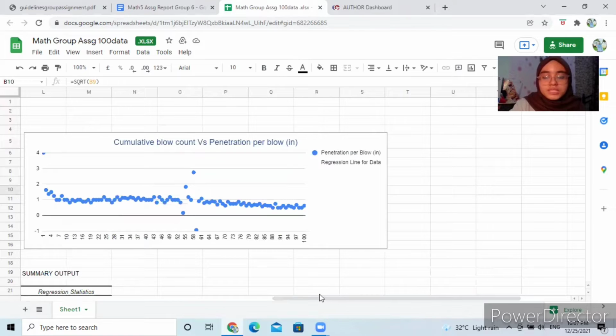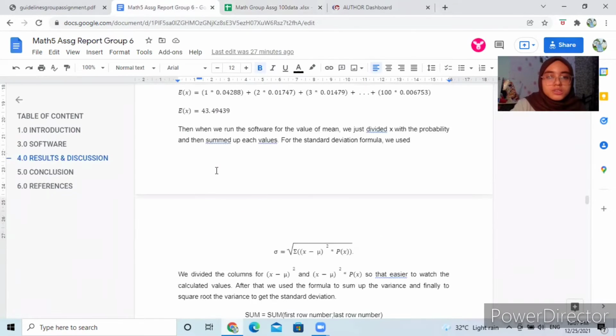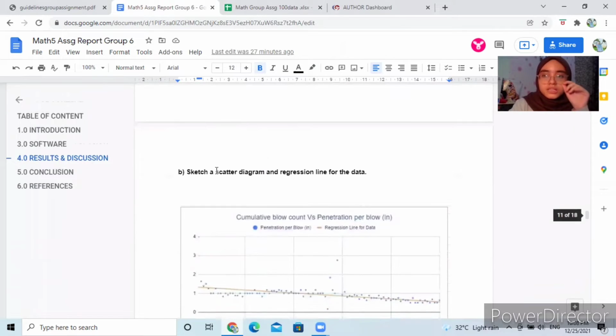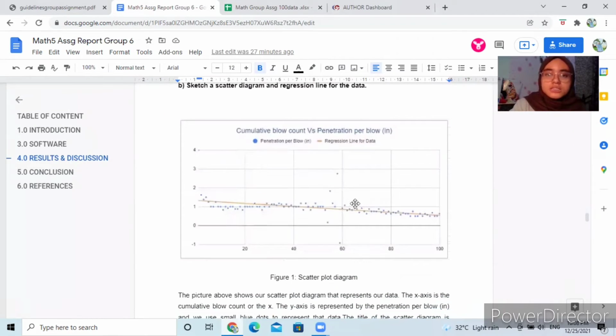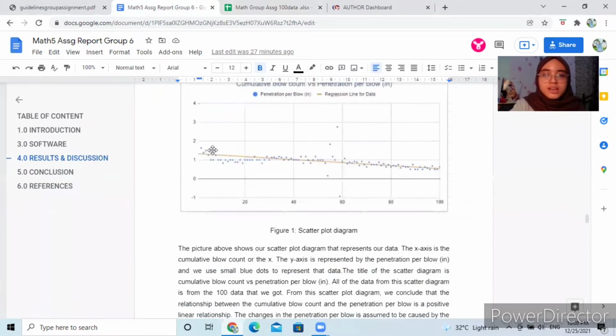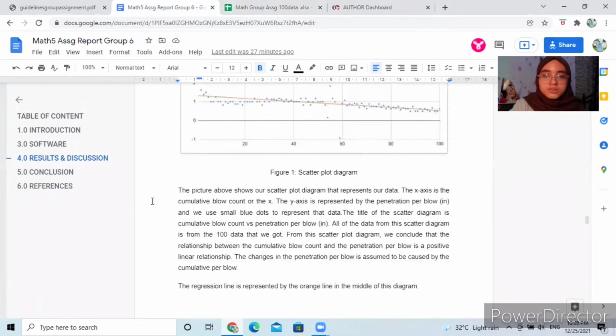So for the scatter diagram, this is our scatter diagram, but I'll be showing you over here. For the x-axis, it is represented by the cumulative blow count, and the penetration per blow is in the y-axis. The penetration per blow is represented by small blue dots, and the regression line for the data is the orange line over there.